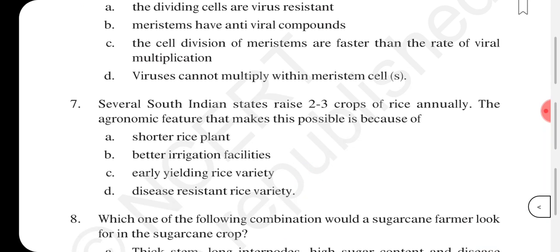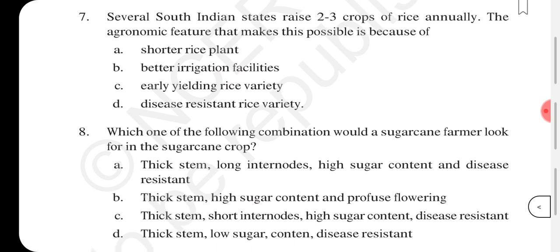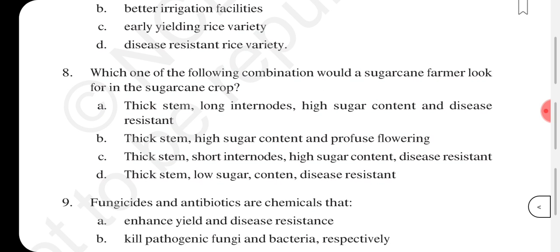Moving on to the next one: which of the following combinations would a sugarcane farmer look for in the sugarcane crop? Is it thick stem, long internodes, high sugar content and disease resistant; or thick stem, high sugar content and profuse flowering; or thick stem, short internodes, high sugar content or disease resistant; or thick stem, low sugar content, disease resistant?